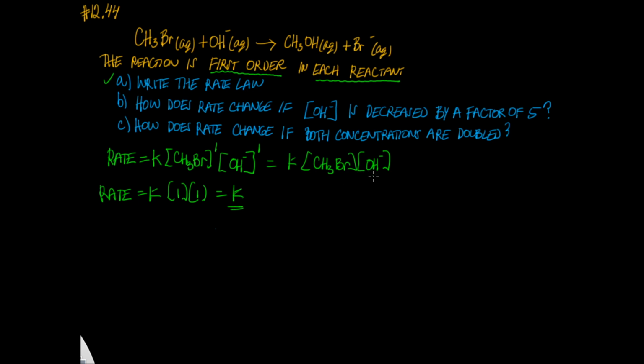And if the concentration of hydroxide goes down by a factor of 5, that's like saying it's multiplied by 1/5. The concentration would be 1/5, right? So you would have 1/5 K. So the rate goes down by a factor of 5 as well.